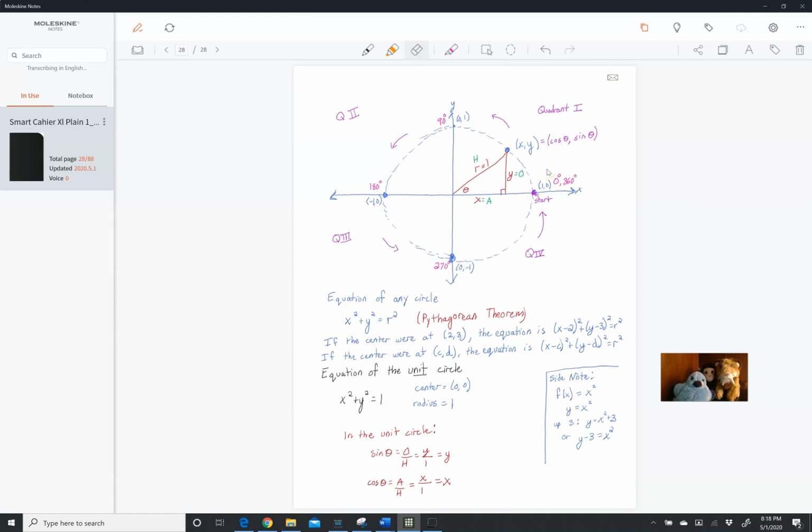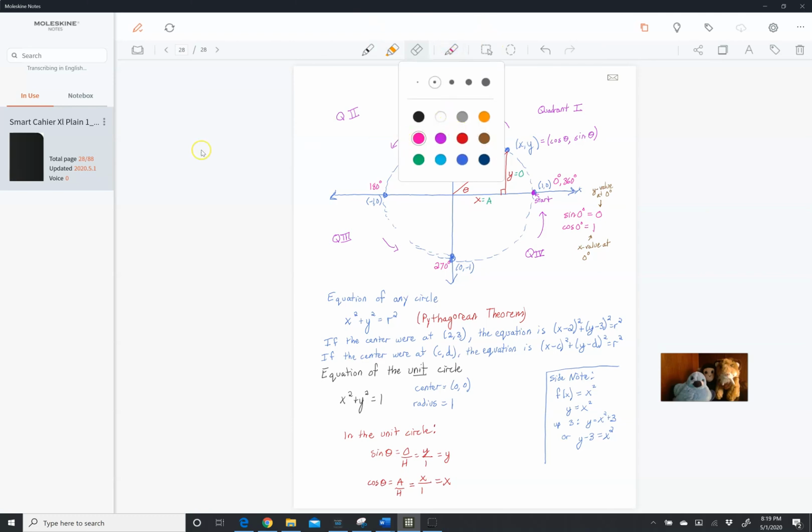So what does this mean? The fact that x comma y is the same thing as cosine theta, sine theta means that 1 comma 0 tells us the sine of 0 degrees and the cosine of 0 degrees. The sine of 0 degrees is the y value, so it's 0. And the cosine of 0 degrees is the x value, so it's 1. So this here is the y value at 0 degrees, and this here is the x value at 0 degrees.